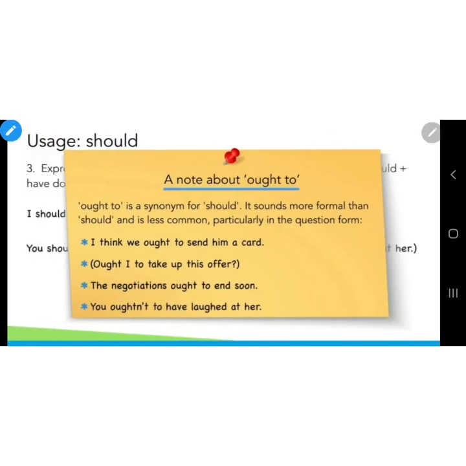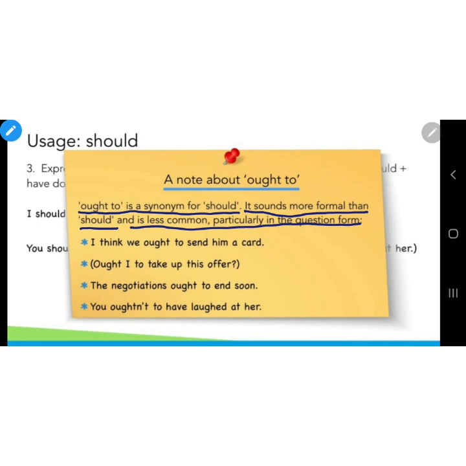Okay, now a note about ought to. Let us see it. A note about ought to. Ought to is synonymous with should. It sounds more formal than should and is less common, particularly in the question form.